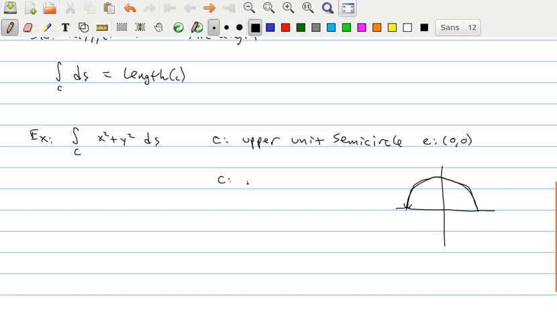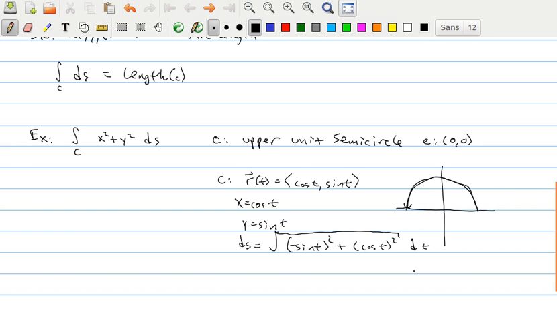If we go and parameterize this now, r of t, we can write this as cosine t, sine t, which means our x takes on the value cosine t, and y takes on the value sine t. And ds is the square root of dx dt squared. The derivative of x is negative sine t, plus dy dt squared. We take the derivative of y and we get cosine t. And then this is all followed by dt.